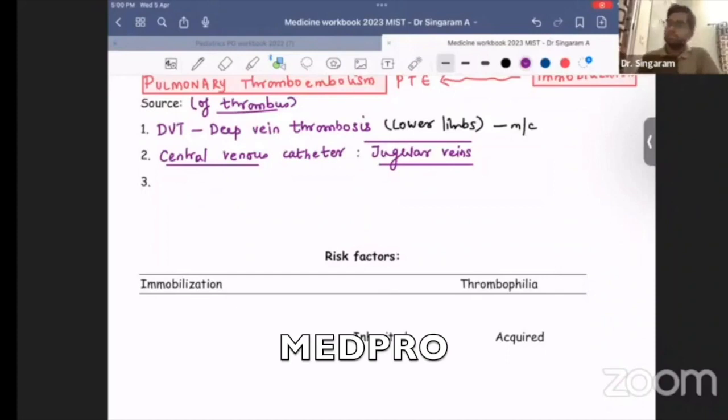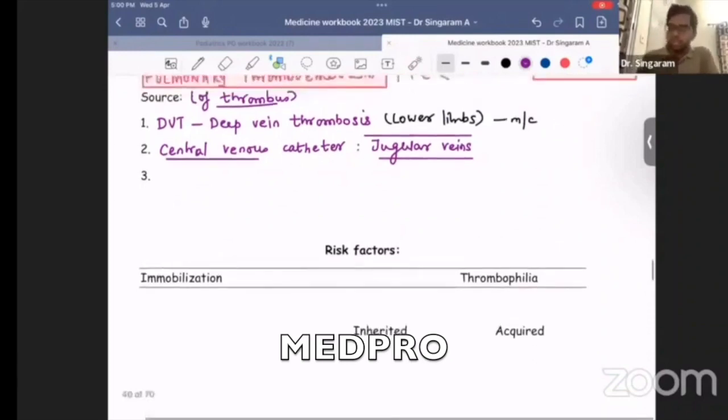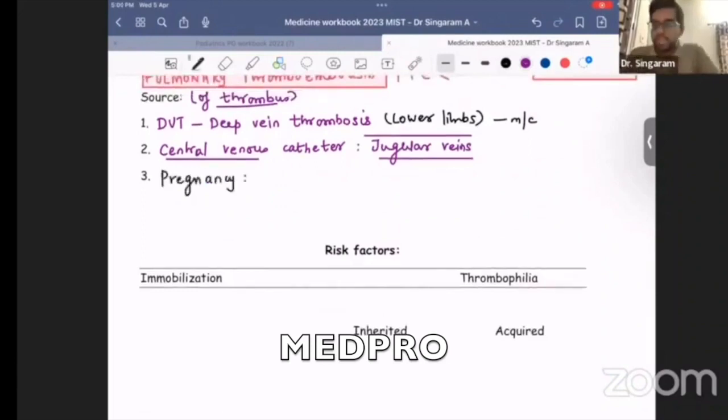Yes, very good. Central venous catheter, that is the jugular veins, can be the next thing. And the third important thing is pregnancy. In pregnancy the uterus becomes enlarged, so to provide blood supply to that area, the pelvic veins also increase in size. During this time the pelvic veins can develop a thrombus inside them. So due to occlusion as well as increased pressure during pregnancy, pelvic veins can also form a source of thrombus.